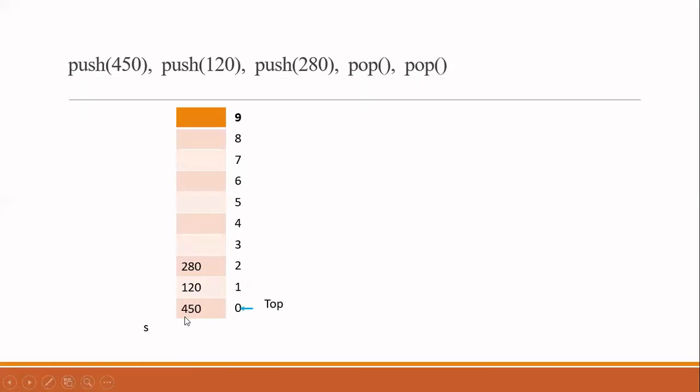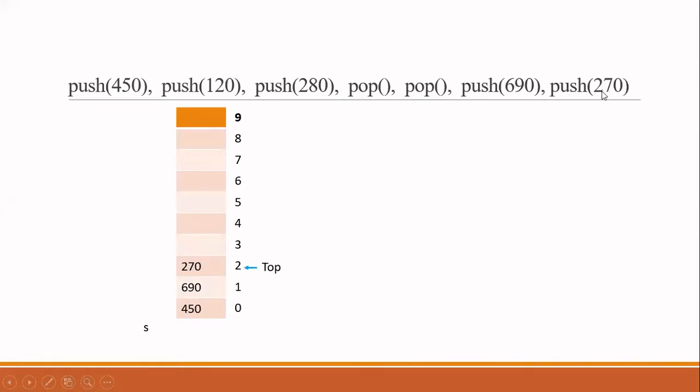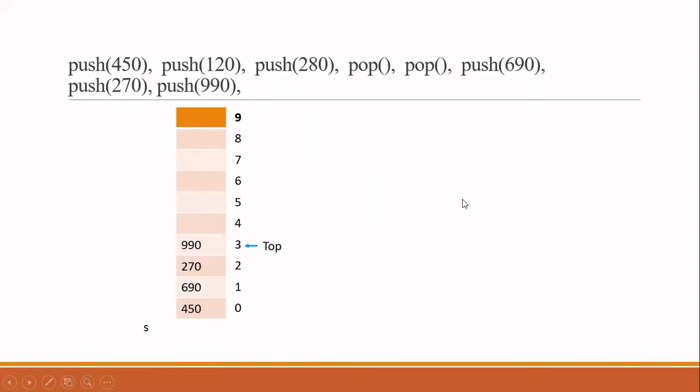Okay, next, one more pop. When I do one more pop, I will return this 120 to the user, then I will decrement the top. So top is now 0. And then push 690. Now increment the top, top is 1, add 690 in that. Then push 270. Increment the top, top is 2, add 270. Then push 990. Increment the top, top is 3, add 990.